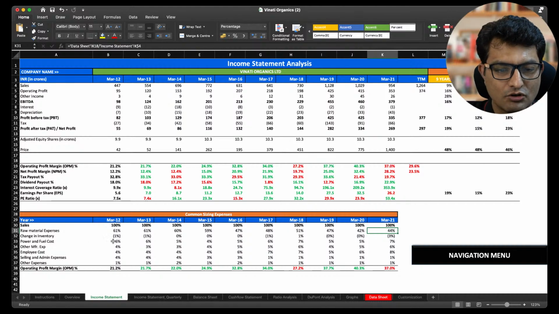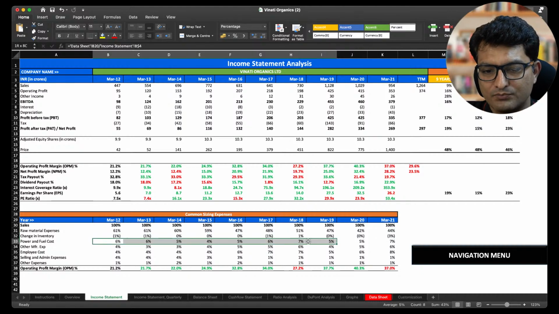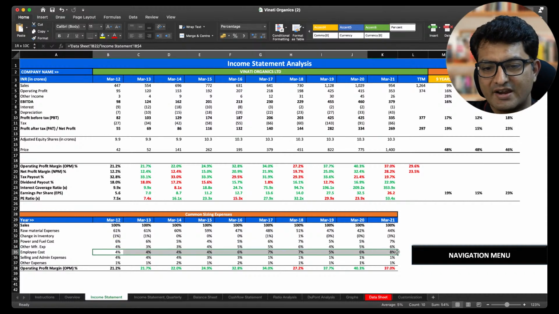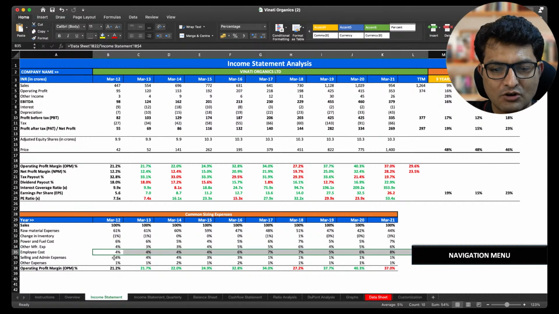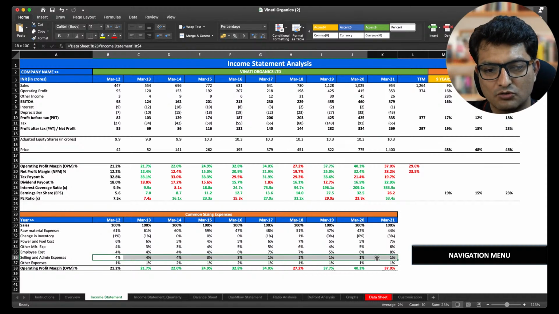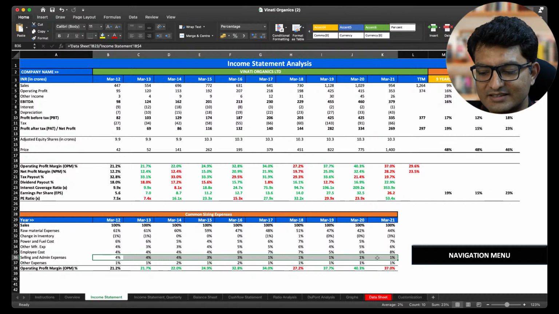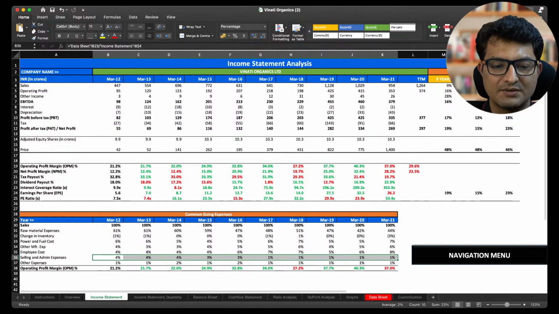Then you see whether fuel cost is going down or up, so you will get a trend again. Whether the employee cost is going down or up, you will get the trend again. Whether the admin cost is going down or up, it is going down. So they are becoming efficient in their selling and admin expenses. Okay. So this is how you basically analyze your income statement.